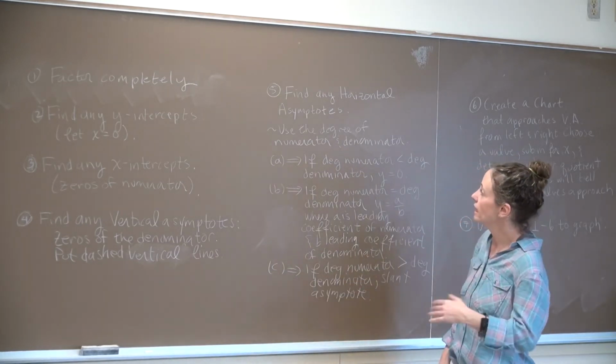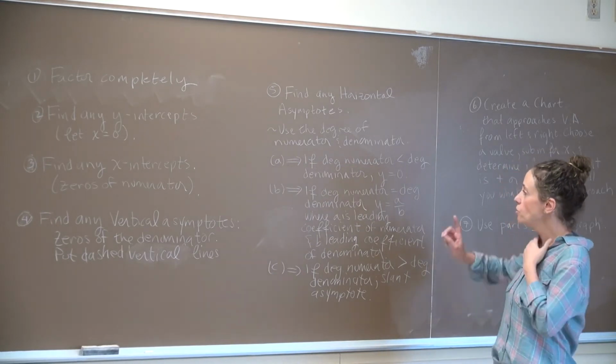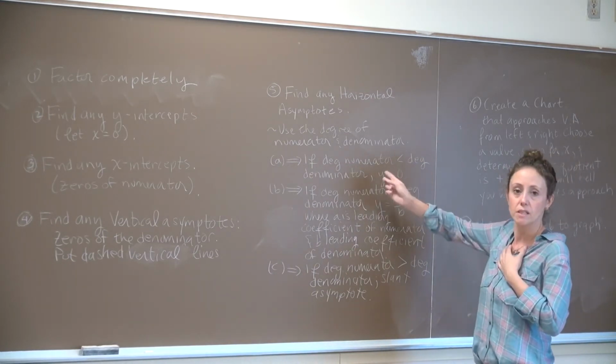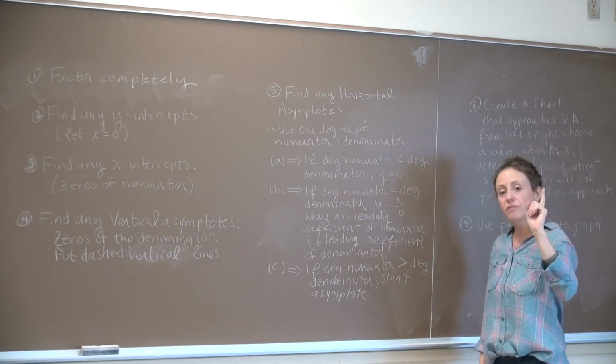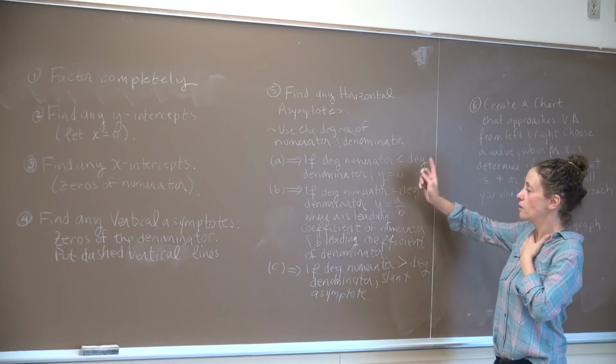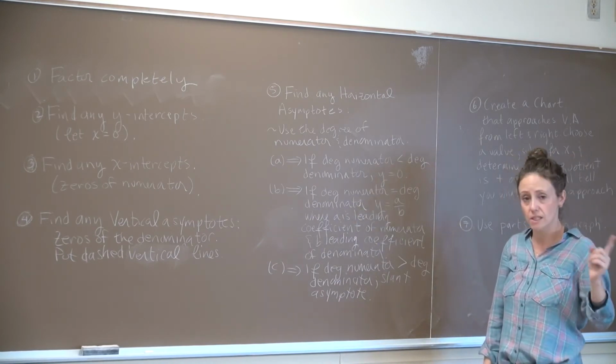And here's the way we're going to handle the horizontal asymptotes. So there's 3 different cases we have to think about. And we're going to use the degree of the numerator and the degree of the denominator to compare the horizontal asymptotes. So if the degree of the numerator is smaller than the degree of the denominator, so you look at the degree of the numerator, you look at the degree of the denominator.